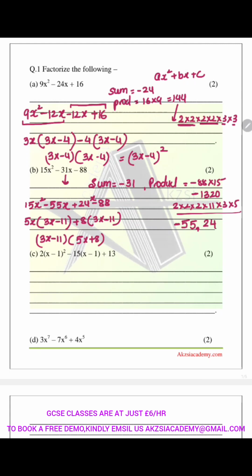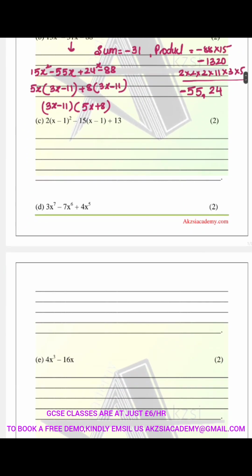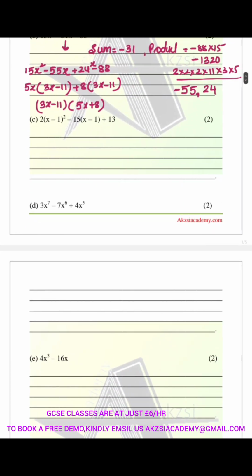This is your final factors. Moving on to the next one, this type of question also I have done in my worksheet 1. It says 2 times (x minus 1) whole squared minus 15 times (x minus 1) plus 13. You really need not expand x minus 1 and then simplify, then factorize.